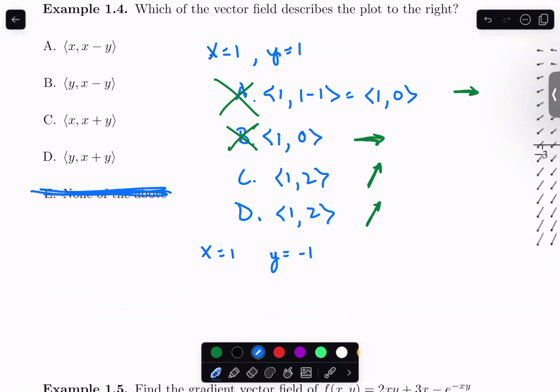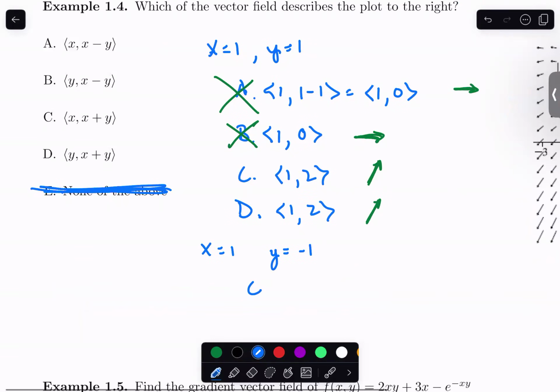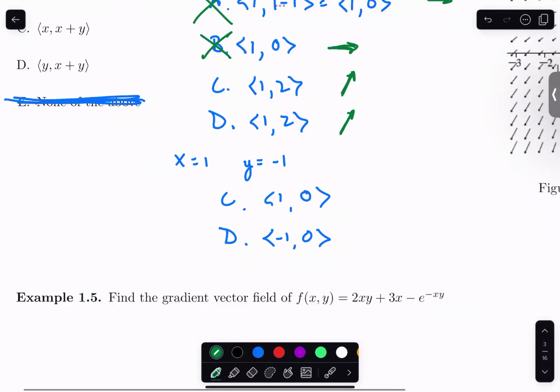What this is going to do for me is that C is going to be pointing to the right and D is going to be pointing to the left. I guess I can figure out the second coordinates as well. But so x plus y, 1 plus -1 is going to be 0 in both of these cases. So for C, this points to the right. Again, the vector 1, 0, 1 in the x direction, 0 in the y direction.